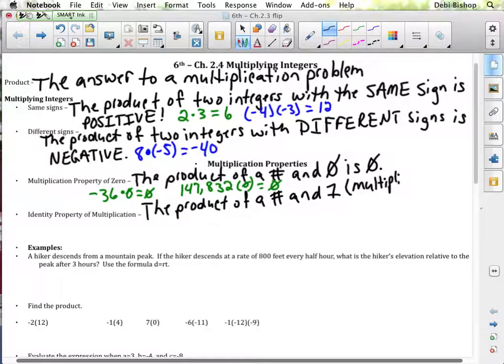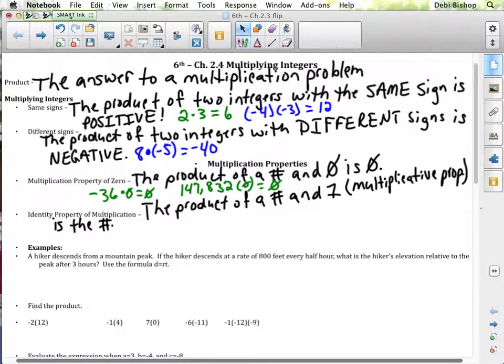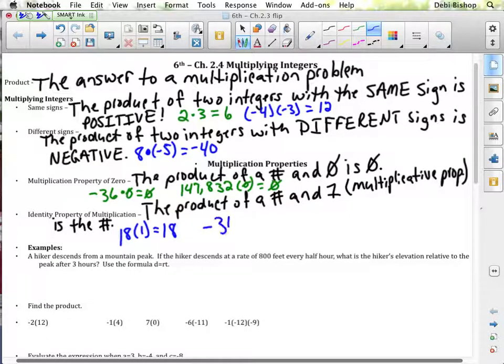is the number. So, again, if you multiply anything by 1, that number stays the same, is ultimately what it's saying. But I think of it as it keeps its identity. So, for example, 18 times 1 equals 18, right? Negative 36 times 1 equals negative 36.